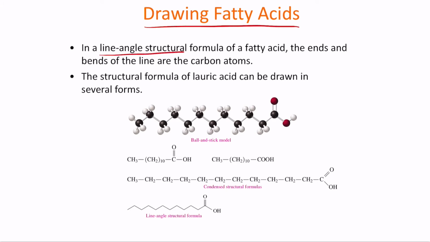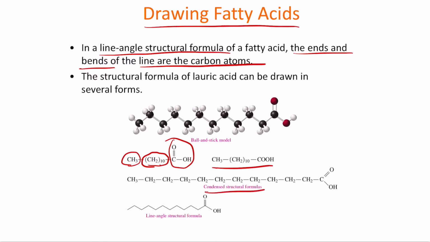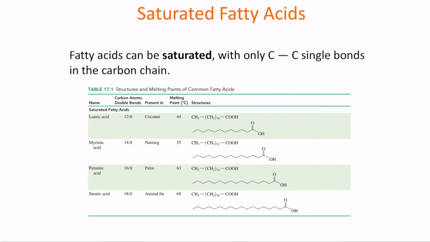In a line angle structural formula of a fatty acid, the ends and bends of the line are carbon atoms. So we generally first draw the CH3 structure. We draw the CH2s as many as possible if it's a saturated fatty acid, and we write COOH. So these are the condensed structural formula, and we can also use the line angle structural formula, which is the line model. The other one that can be represented easily is the ball and stick model, which is also another representation of a fatty acid.